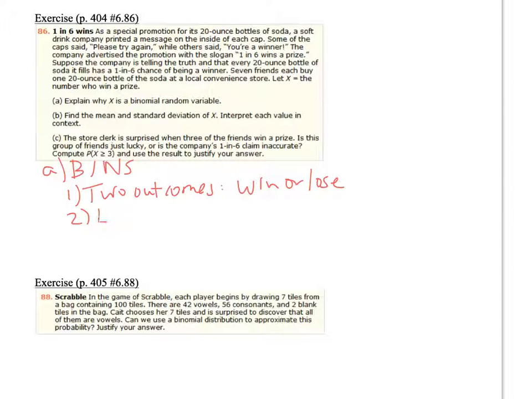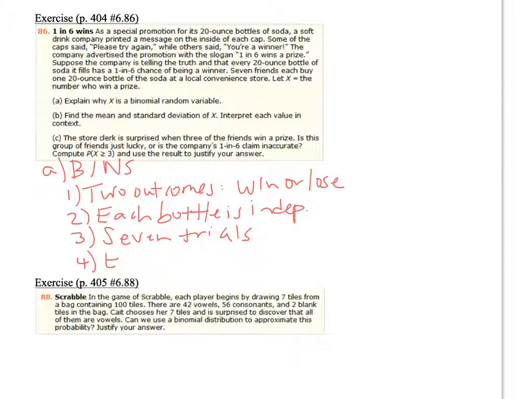Condition number 2, each bottle is independent. Condition number 3, fixed number of trials. And condition number 4, each cap has a 1 in 6 chance of winning, the same probability of success. Therefore, X is binomial, and the parameters are 7 for n and 1/6 for p.